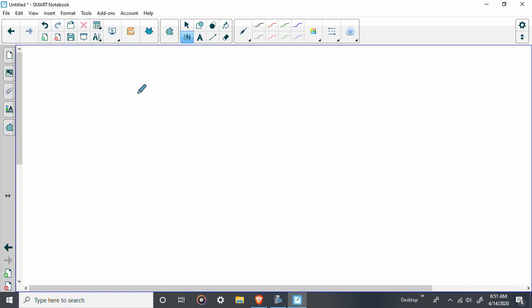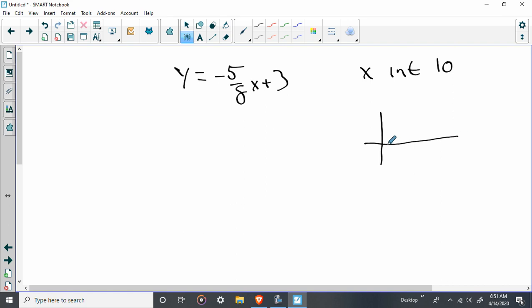All right, what if they gave you, a few more here, y is equal to negative 5/8 x plus 3, and I said it has an x-intercept of 10. Well, again, the x-intercept is some point out here, right? That would be the point 10, 0. So in this case, x is going to be 10, y is going to be 0, okay? So they want a perpendicular this time. They want a perpendicular, okay?